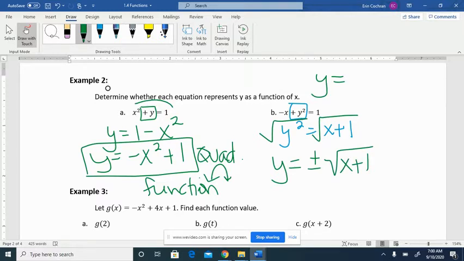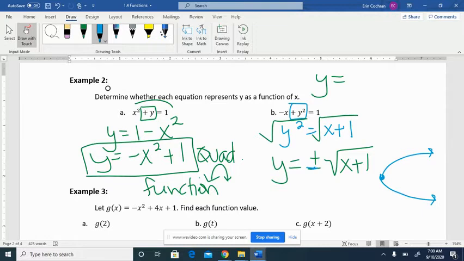Okay. Now, if that was just y equals the square root of x plus 1, we know that is a graph that goes in this direction. Okay? Because if I plug in 0, 0 plus 1 is 1, the square root of 1 is 1. Okay? If I plug in 3, 3 plus 1 is 4, square root of 4 is 2, so we'd have 3, 2. Now, because we have this negative, it also reflects it and goes in this direction.